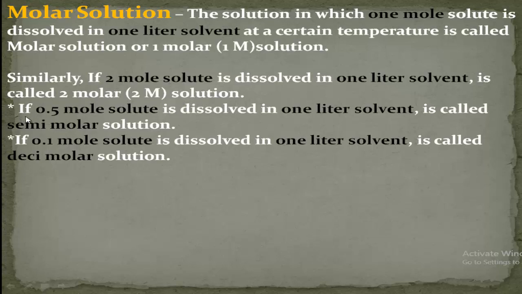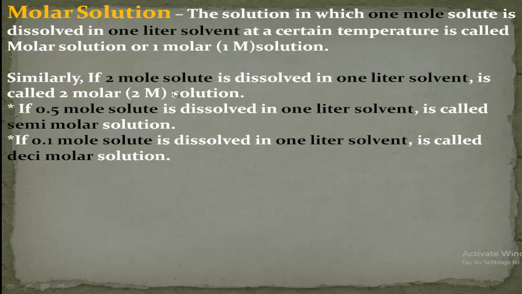In the same way, if 0.5 mole solute is dissolved in 1 liter solvent, then that solution is called semi-molar solution. In case of 0.5 mole solute, the solution will be called semi-molar solution. And if there is 0.1 mole solute, then that solution is called decimolar solution.